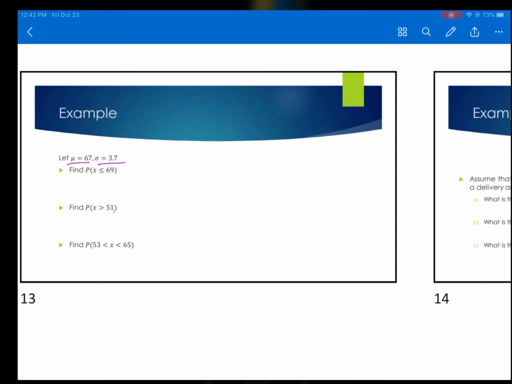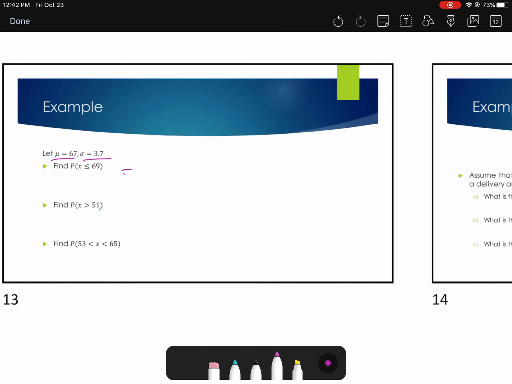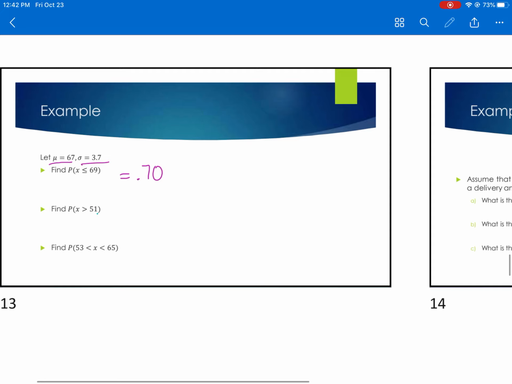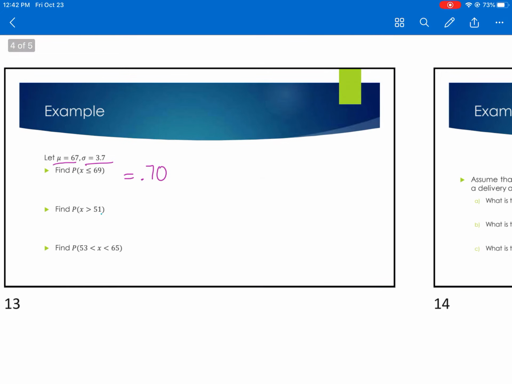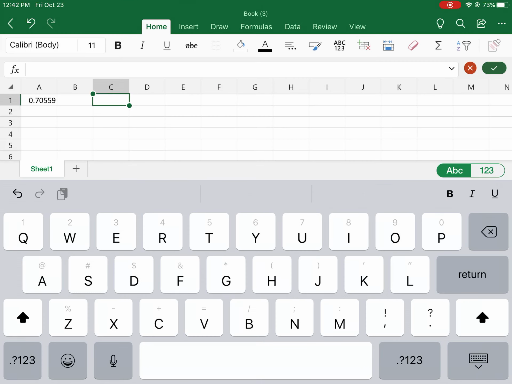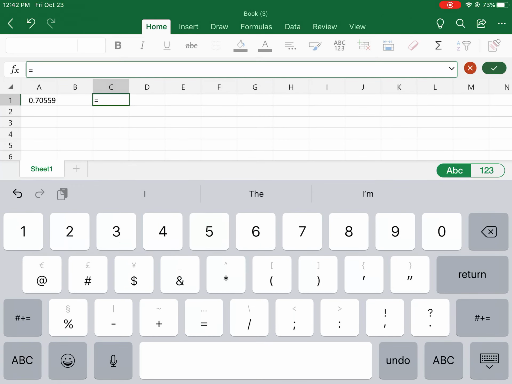And if you do want, here, let's go ahead. I'm going to write this down here. So this is equal to 0.70559. Okay, well, if I round it, 0.7056. So this is equal to 70.56%.